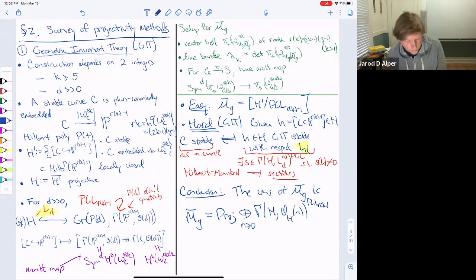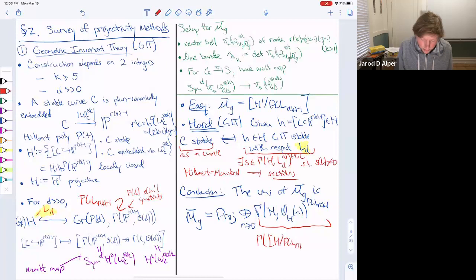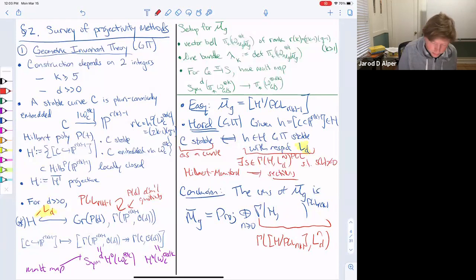And note that this is what I was trying to say earlier, that sections here of this are identified with global sections on the quotient stack, H mod PGL_r,K, of L_D to the nth power. Oh, yeah, here I used O_H(n). That should be L_D. Yeah, same thing.